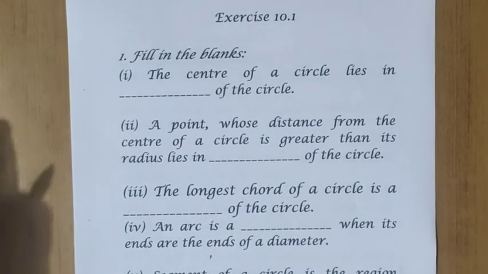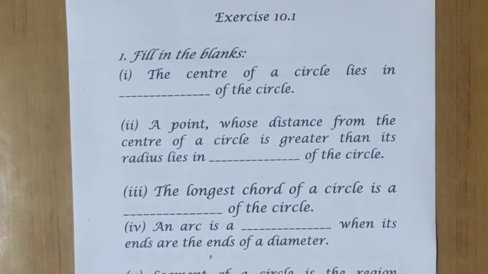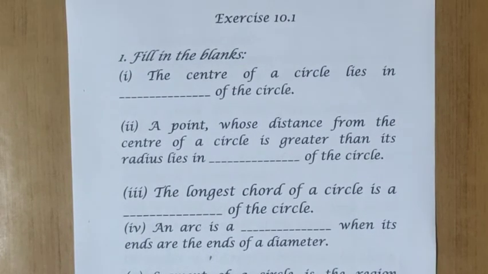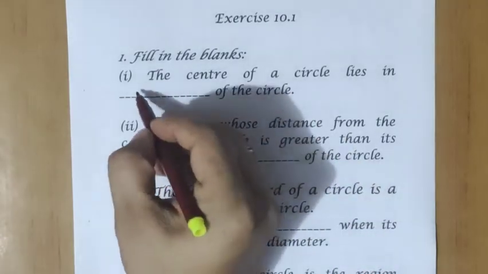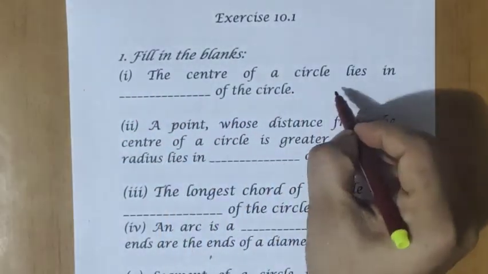It is nothing else, just based on the definitions only. Fill in the blanks. The center of the circle lies in dash of the circle, whether it lies in the interior, on the circle, or in the exterior. Very well, everybody knows that the center of the circle lies in the interior of the circle. So what is the answer here? Interior.